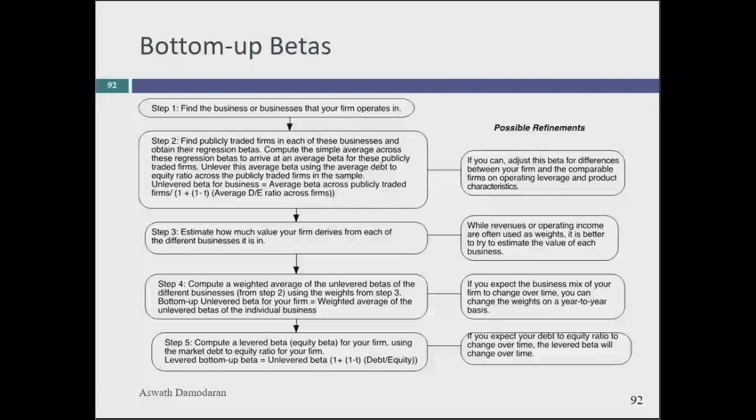What's the last step? I come and ask you whether you have any debt. If you say no, I'm done. That is now your levered beta because you have no debt. But if you do have debt, I compute your debt to equity ratio. I plug that into the equation I showed in the previous page. I come up with a levered beta for your company.